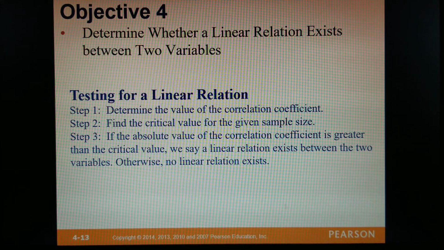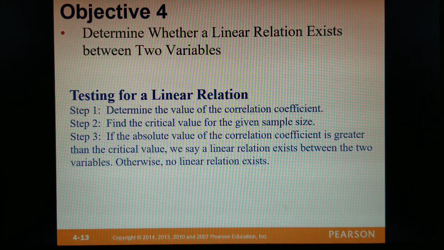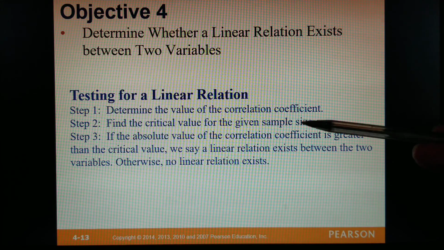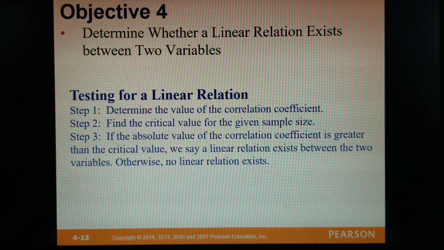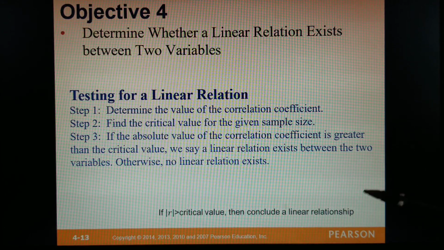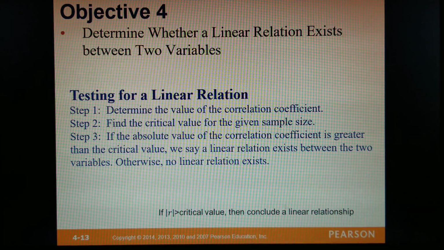Then, if the absolute value of that correlation coefficient is greater than the critical value, then we say a linear relationship exists between the two variables. Otherwise, we just say there's no linear relationship. That's all we're doing, guys. Is there a linear relationship or is there not? If our correlation coefficient is greater than the critical value, then there is a linear relationship. Otherwise, we say no linear relationship. So again, if the absolute value of r is greater than the critical value, then we conclude a linear relationship.